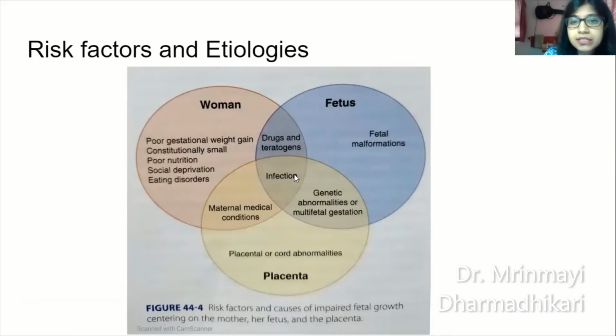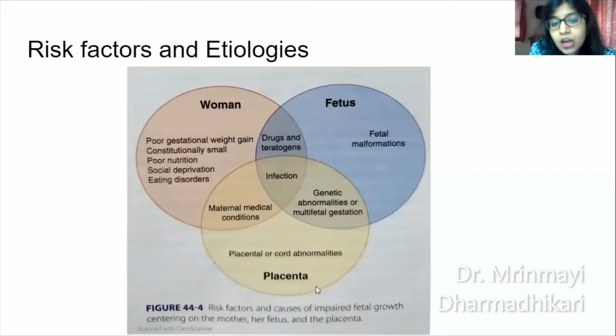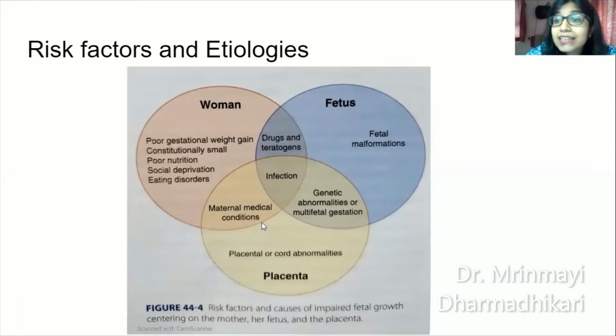Fetal malformations include either chromosomal abnormalities or teratogenic effects of the drugs. Placental and cord abnormalities include causes such as bilobed placentation or succenturiate placenta, velamentous attachment of the cord, abruptio placentae, a very important cause. Maternal medical conditions include your pregnancy-induced hypertension, nephropathies, diabetes mellitus in the mother, drugs and teratogens.